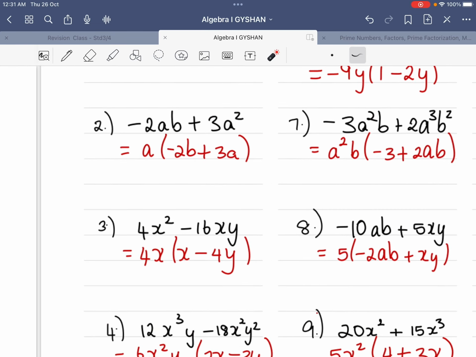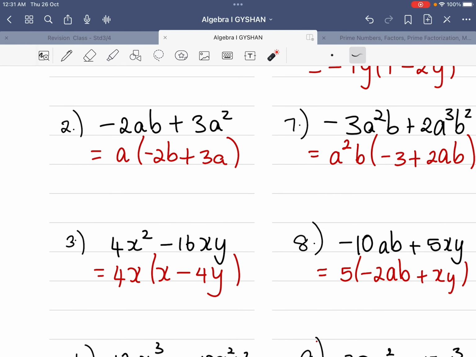Let's take a look at number 2. So here we can see that we don't have a factor for the numbers. We don't have any number other than 1 that can go into 2 and 3, and that's fine. Alright, so keep that in mind. So we'll just put the letters. A can go into both of these, so your factor will be A. And then we multiply by minus 2 to get back minus 2, and then the B.